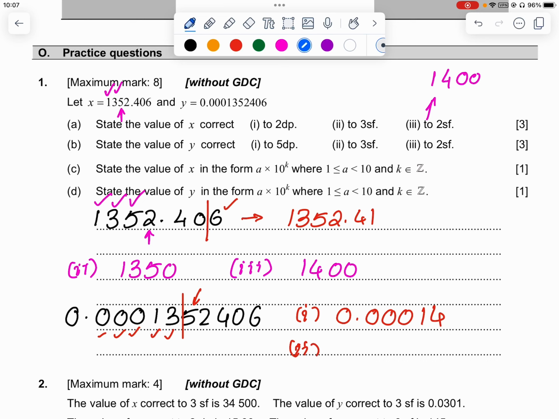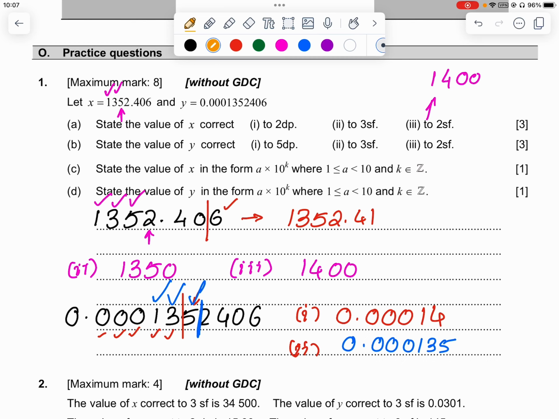Next to three significant figures. Three significant figures. So 1, 2, 3. Then draw a line after that. It is less than 5. So you can neglect all those numbers. 0.000135.